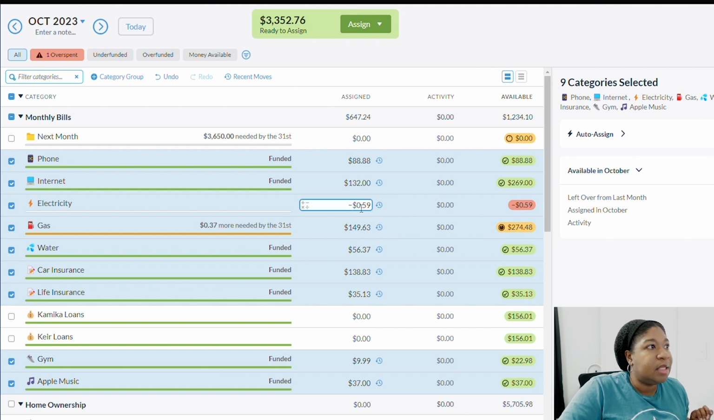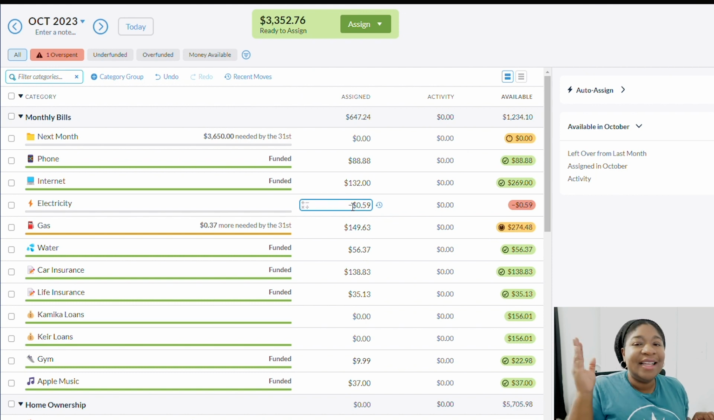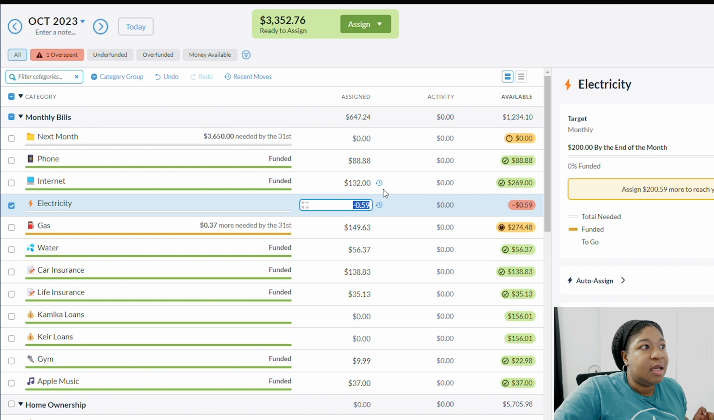Okay, so the electricity always gives me a problem because the electric bill comes out right at the end of the month sometimes, or right at the beginning of the month other times. And so it pulled in the amount that we budgeted last month, and it looks like we didn't have an electric bill, but we really did. It just got paid in the month before. So I need to correct that.